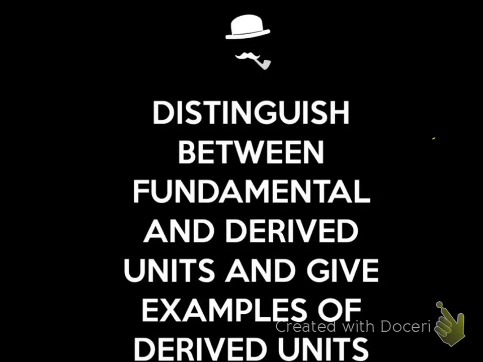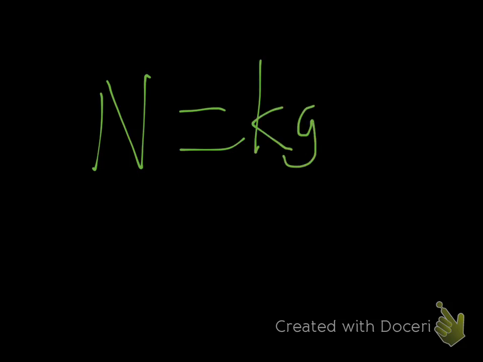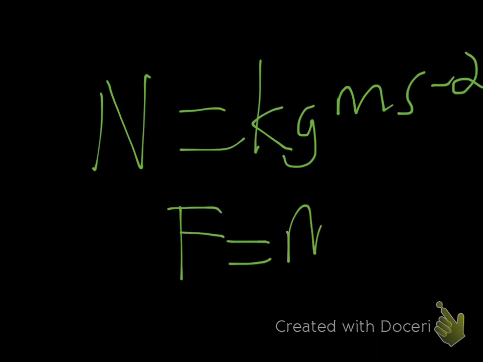Distinguish between fundamental and derived units and give examples of derived units. So derived units, as the name explains it, are derived from fundamental units. For example, a newton broken down into its fundamental units is equal to a kilogram meter per second squared. Hence the equation F equals ma.